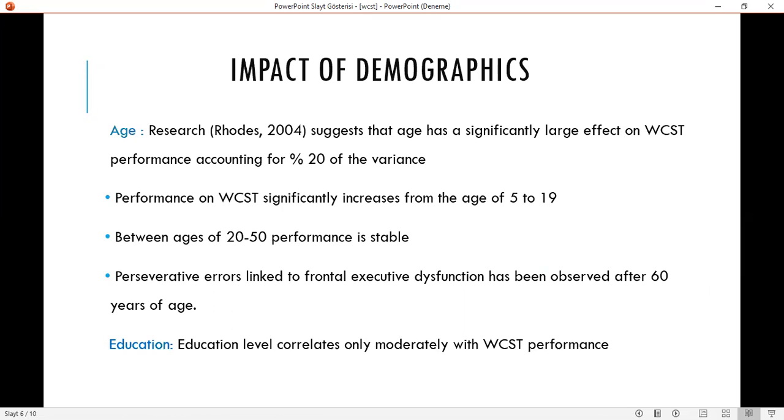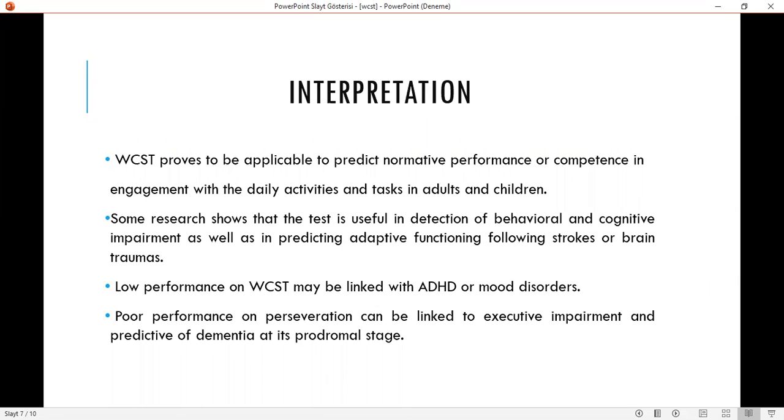Education level correlates only moderately with WCST performance, from lower to higher levels of education. The WCST proves to be applicable to predict normative performance or competence in engagement with daily activities and tasks in adults and children. Some research shows that the test is useful in detection of behavioral and cognitive impairment, as well as in predicting adaptive functioning following strokes or brain traumas.